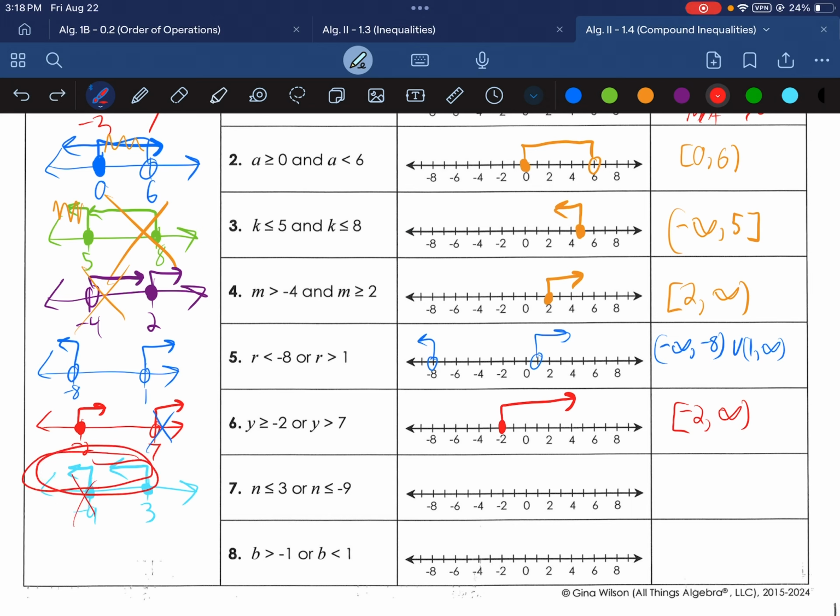So for OR, we want at least one to be true, whereas AND needs where both are true, as I'm mentioning. So the interval notation would be -infinity, comma 3, with a bracket on 3 and a parenthesis on -infinity.